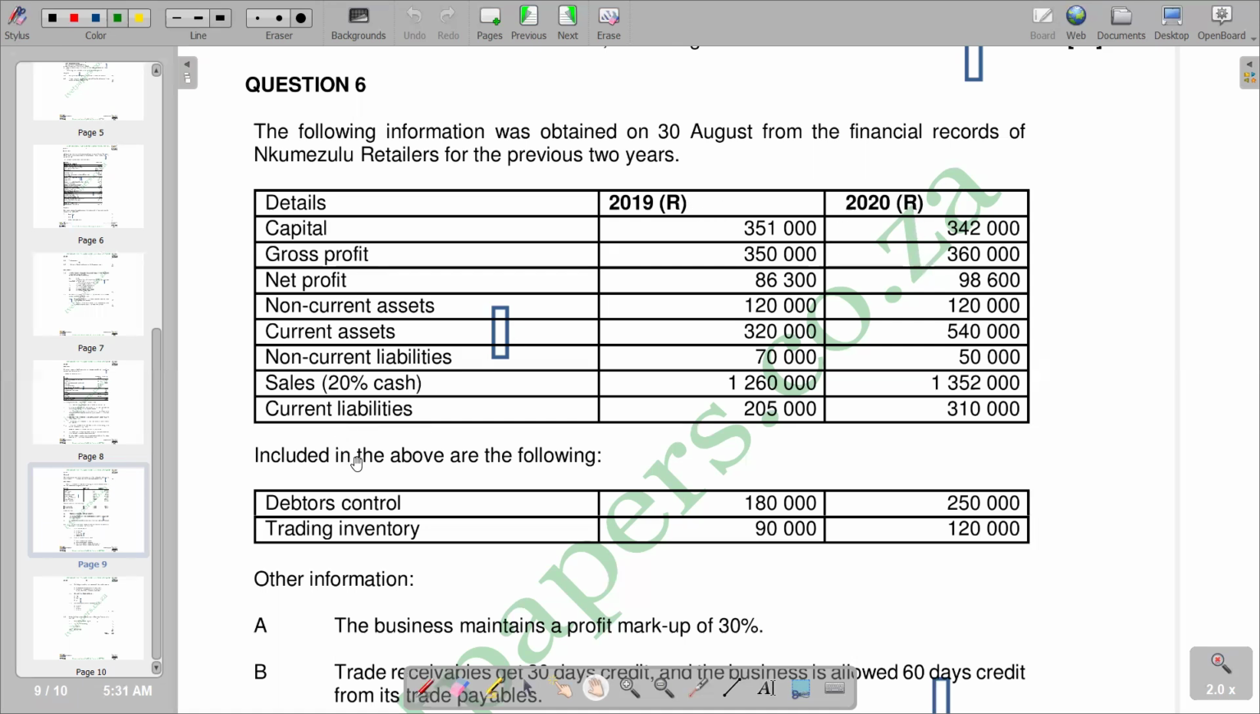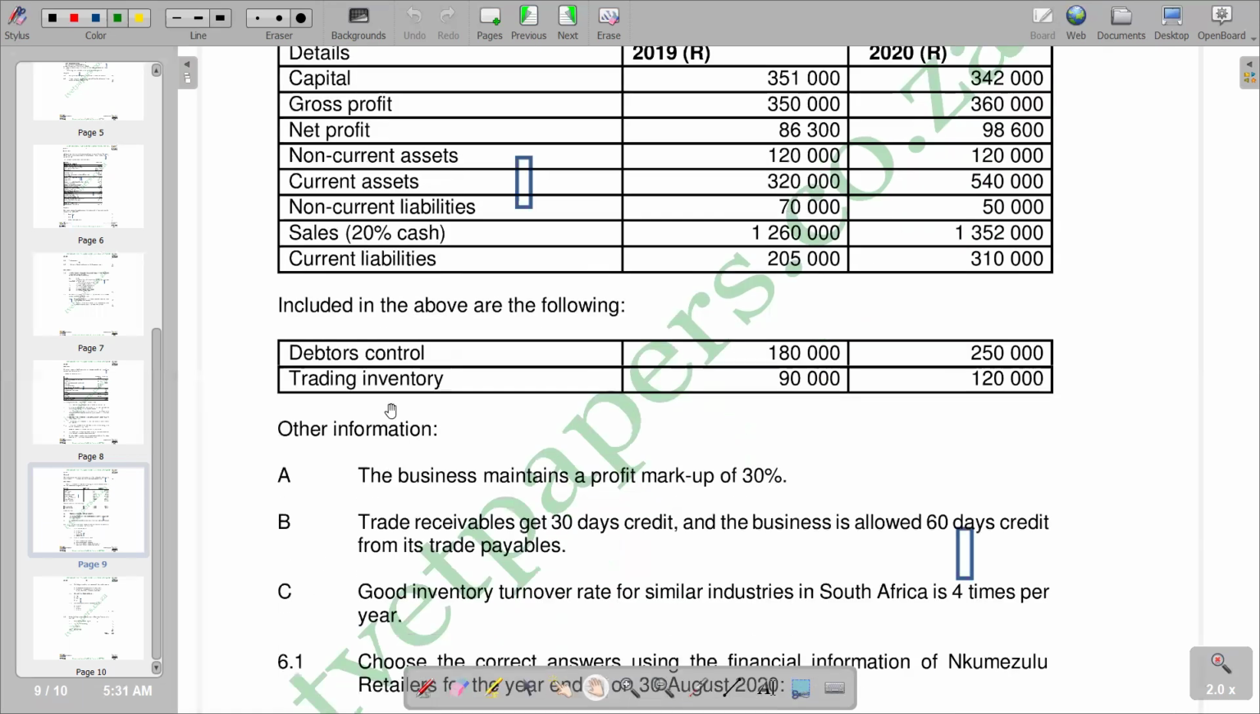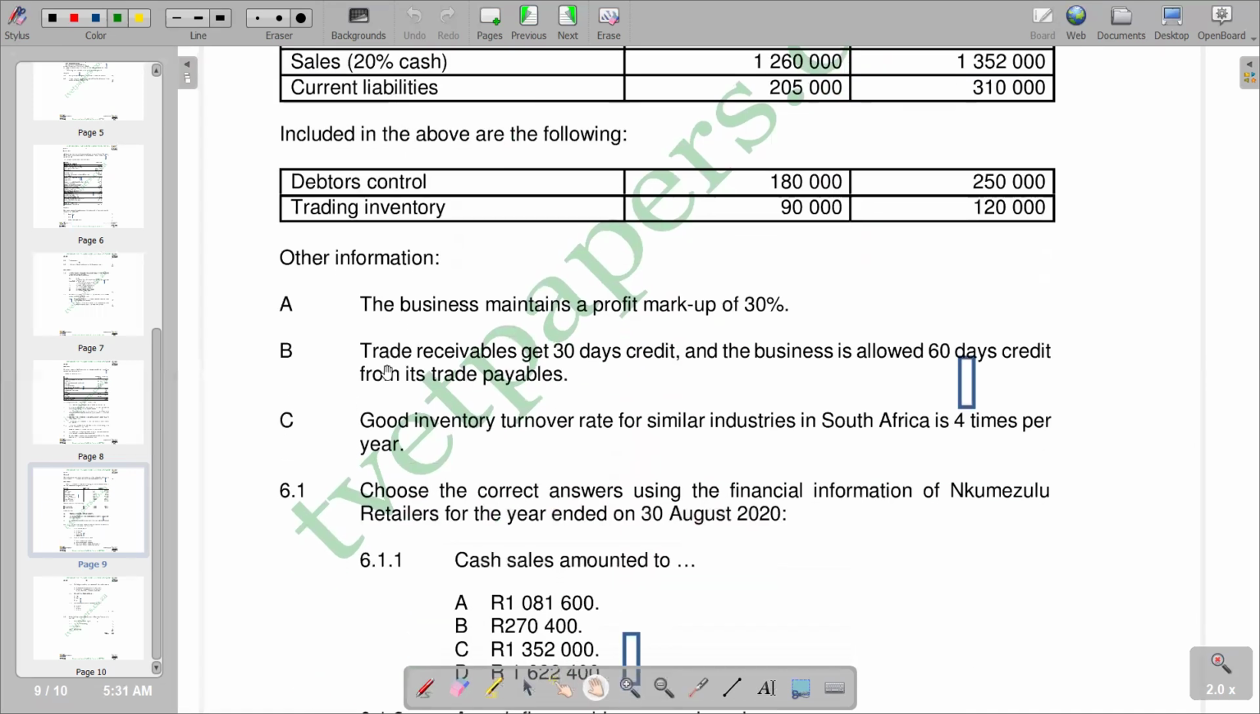Then we are given, included in the above, the following. So we also have our debtors control and trading inventory, and we know that debtors control and trading inventory are part of our current assets. So we go down, and we are given other information that we need to go through before we answer the question.